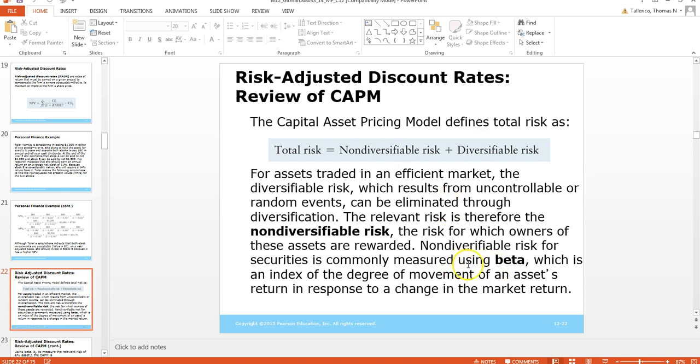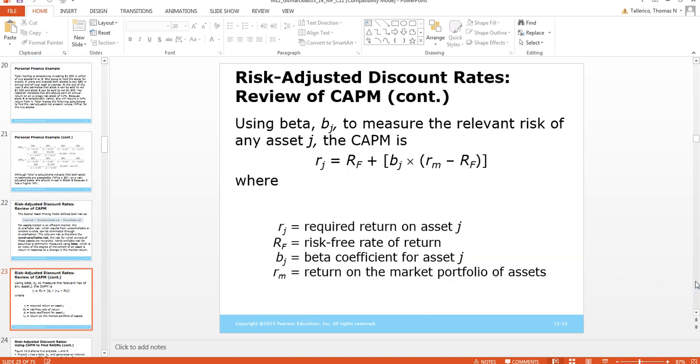And the non-diversifiable risk we talk about is how much risk you do take. I'll use a term called beta, and every stock has a beta, okay? And we talked about beta in Business 330, so you should go back and review what beta is. Before anybody buys a stock in real life, they should look at what the beta is. It tells you how volatile that stock is, right? It's an index of the degree of movement of an asset's return in response to a change in the market's return.